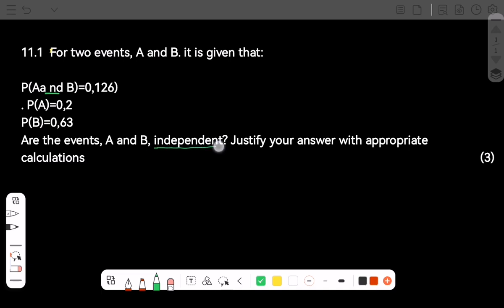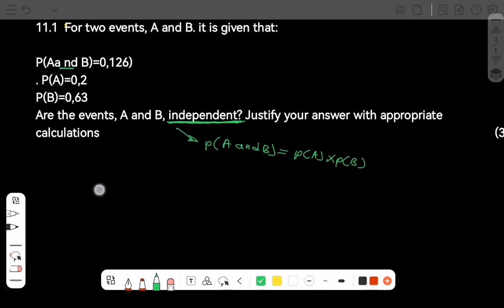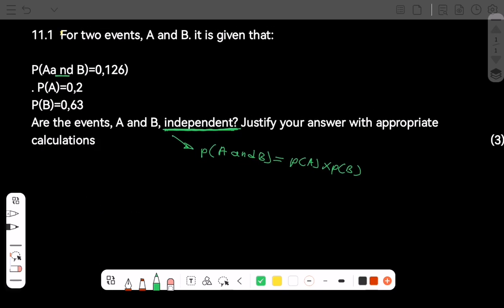Another keyword here, independent. You need to familiarize yourself with these keywords in probability. Independent simply means that the probability of A and B is equal to the product of the probability of A and the probability of B. So they just want us to prove whether these 2 events are independent of each other. Meaning that the probability of A and B must equal the probability of A times the probability of B. This is exactly what we need to prove at the end. So we can continue, guys.